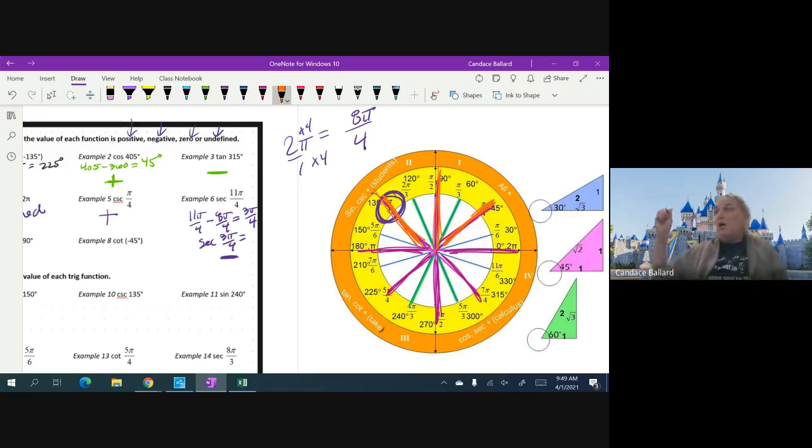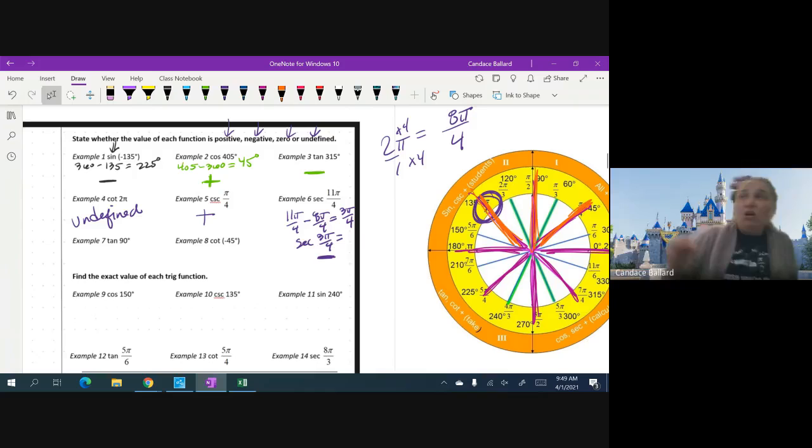So I can count the wedges as well. Okay, so that's another possibility of how to get there. On these, there's like 10 different ways to do each problem. Depending upon which teacher you talk to, everybody's going to do it different. They're all good. You just got to find one that works for you.